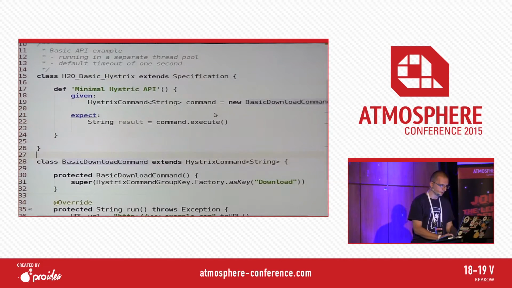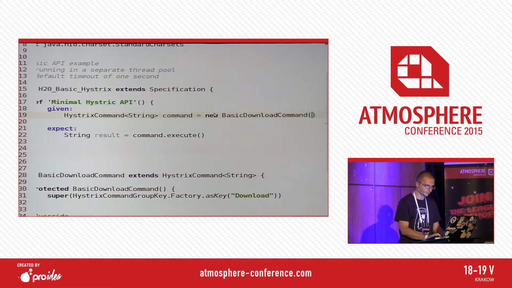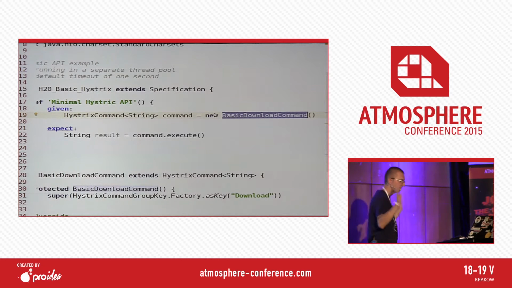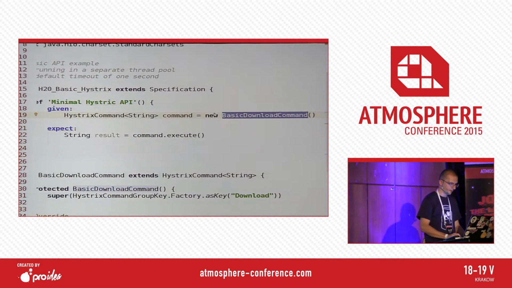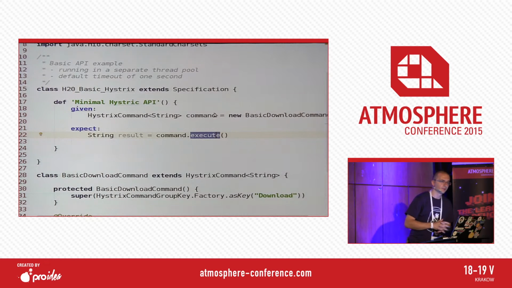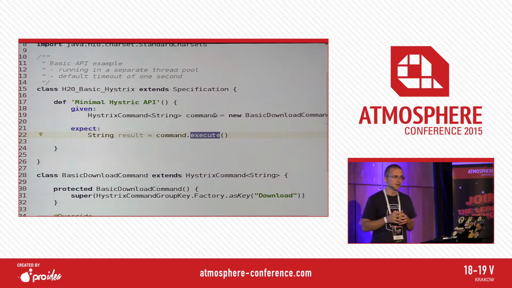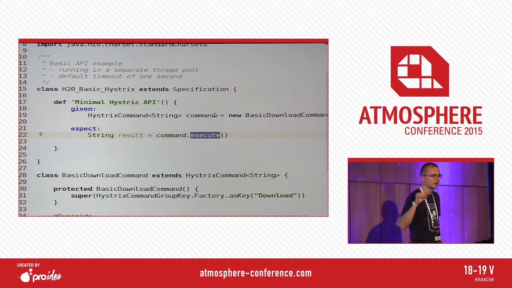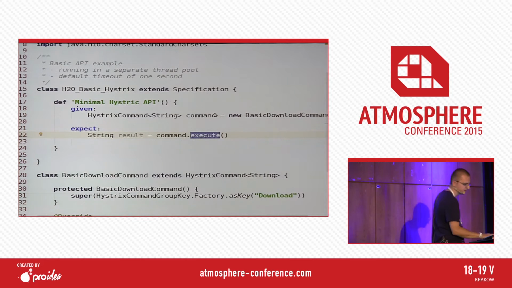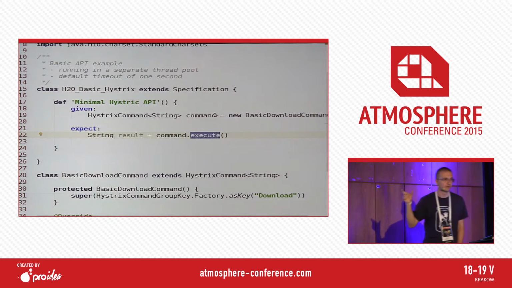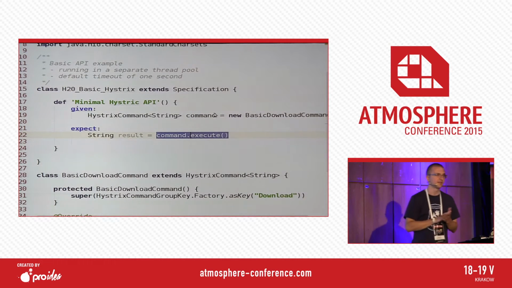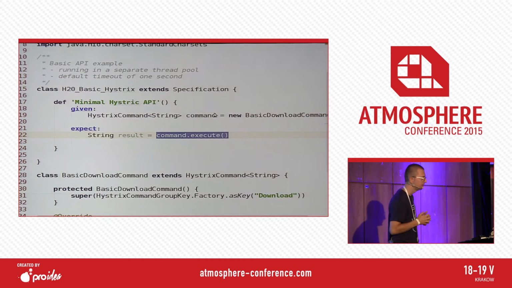So let's see how it's being used. We have a new instance of this command. We just created it, and no further setup is required at this point. And then we simply say execute. Everything I described earlier is actually handled for you. Underneath, Hystrix creates a thread pool for every type of command. So for every instance of basic download command, there's going to be a thread pool. It applies timeouts. By default, this command here will not take more than a second. So this is like a hard timeout here.